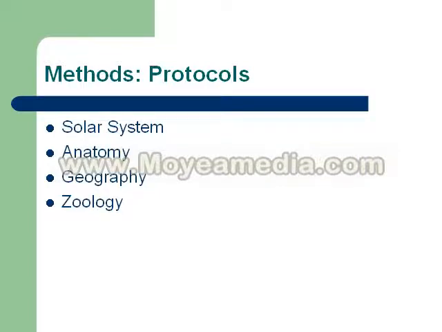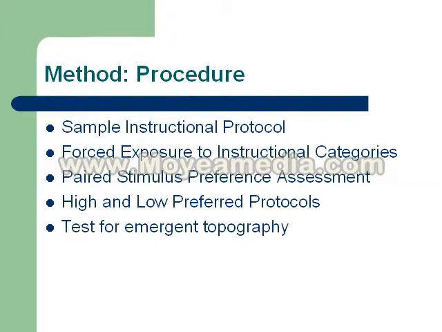Protocols. The protocols in place were the solar system, anatomy, geography, and zoology. There were 9 classes by 3 terms for 27 stimuli per protocol. A stimuli were always pictures, while B and C stimuli were written names and facts, respectively. There were 3 comparisons per trial block, resulting in 12 trial blocks for each protocol, in addition to the test for an emergent topography.